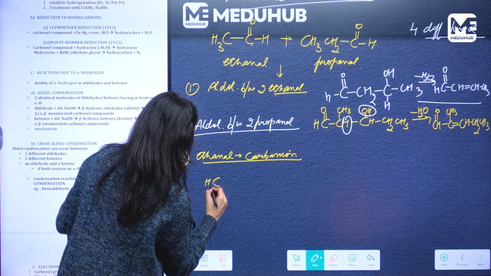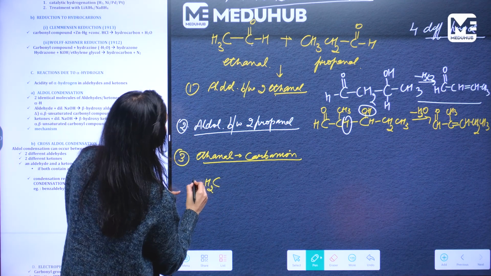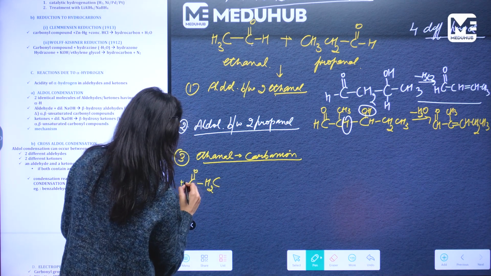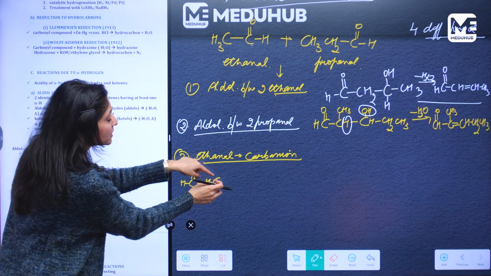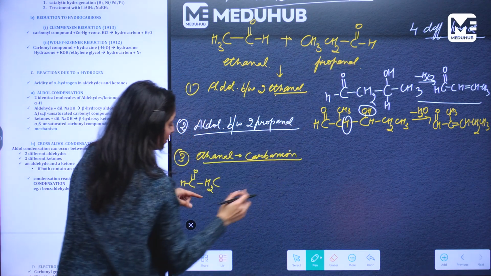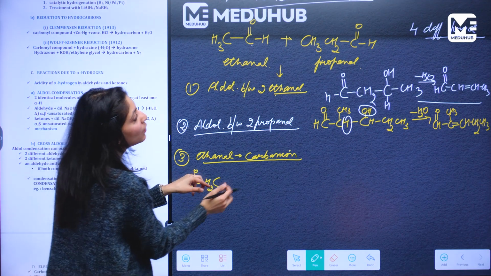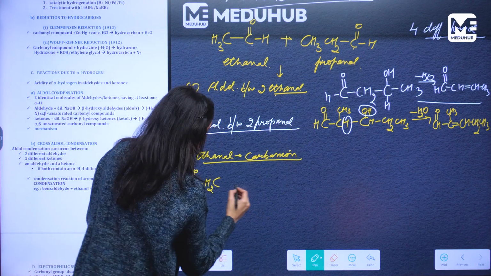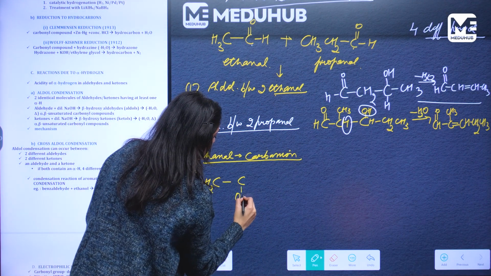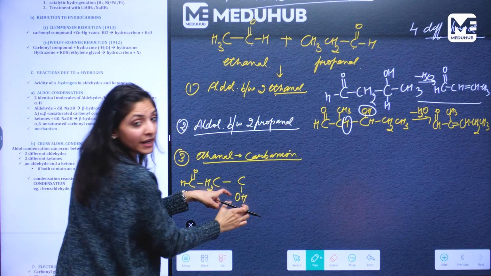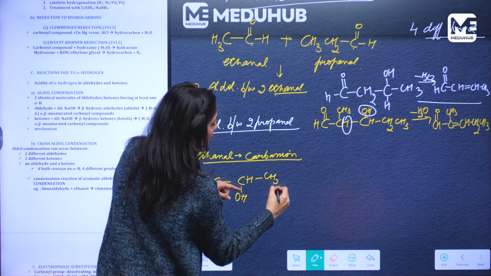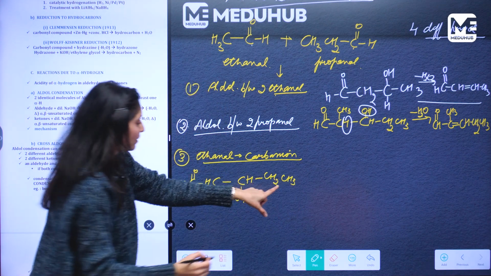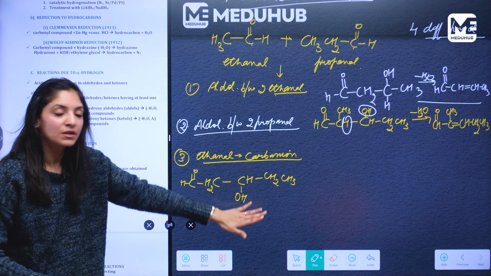This would be like this, attached to the carbonyl carbon. It formed a carbanion, CH2. I am not writing the negative charge because this will get attached to this carbonyl carbon. This carbanion now attacks the carbonyl carbon here. This O becomes OH now, and the rest is CH2, CH3. This is the product. This can lose a water molecule.